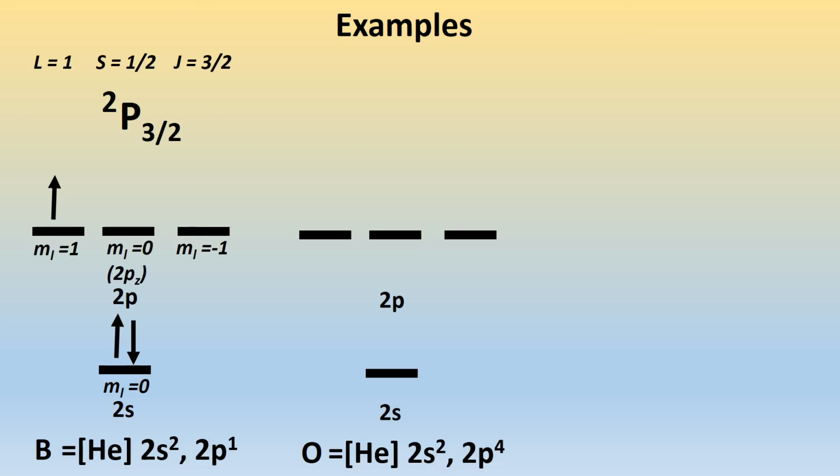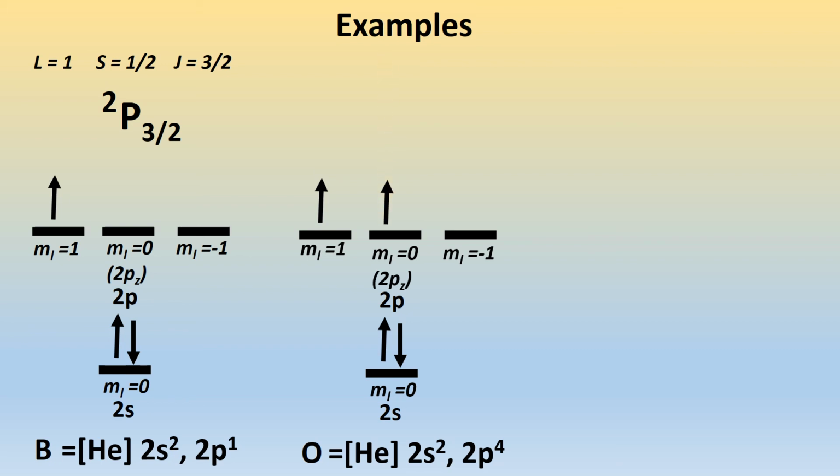We will now go through a couple of examples of how to construct an atomic term symbol. We'll start with boron, which has an electron configuration of helium 2s2 2p1. First, we start by putting the orbitals in their proper locations, starting with the 2s level on the bottom and the 2p orbitals on top. Remembering, the 2s level has an m sub L of 0. The 2p level can have an m sub L value of minus 1, plus 1, or 0.